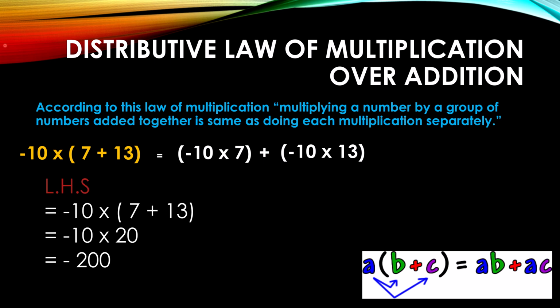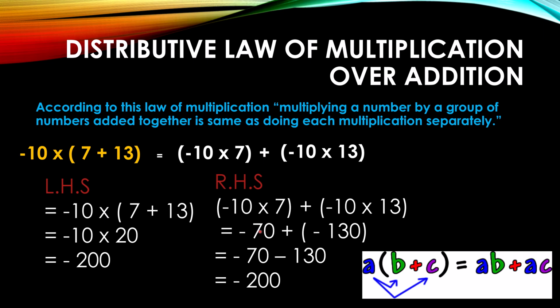Now solving the left hand side first. Negative 10 into 7 plus 13. Solving the bracket first, we get 20. Negative 10 into 20 is negative 200. Now come to the right hand side. Negative 10 into 7 is negative 70 plus negative 10 into 13 is negative 130.